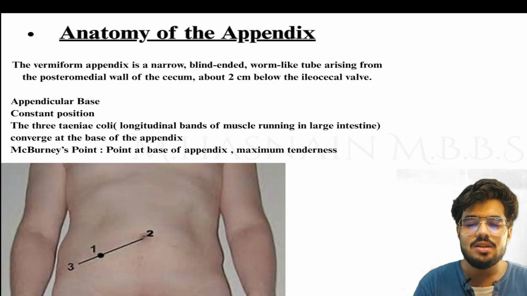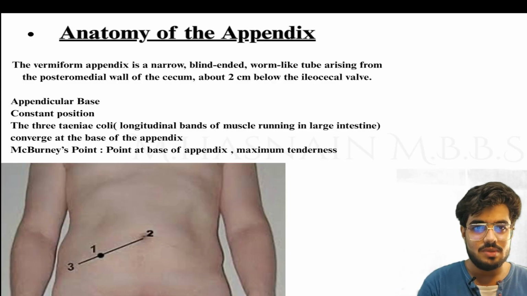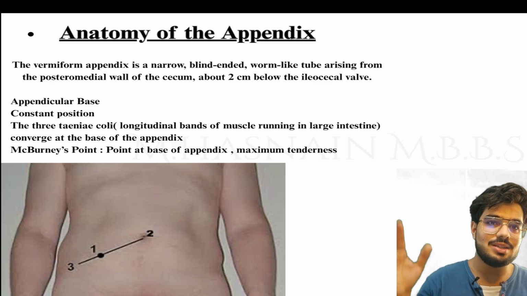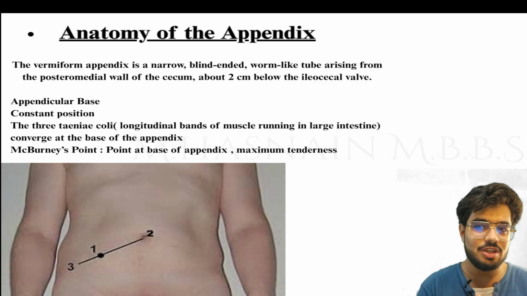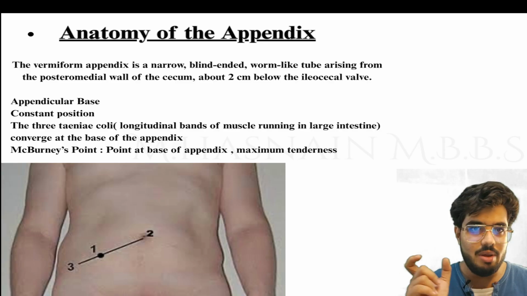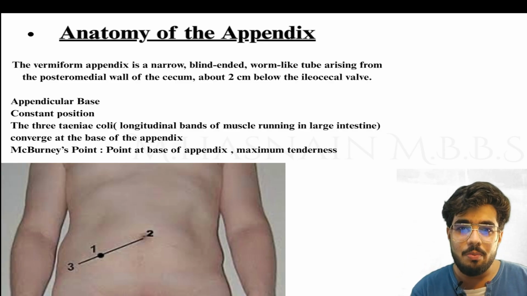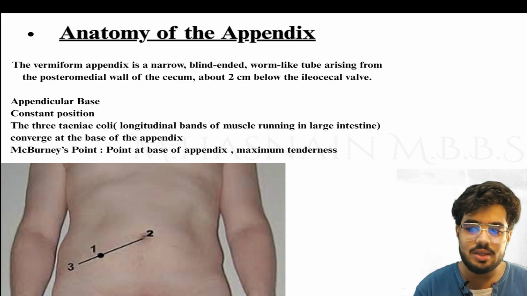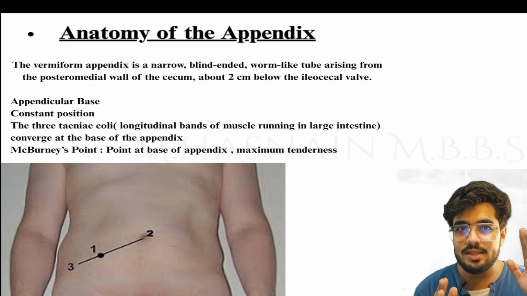So let's start. सबसे पहले चीज अपेंडिक्स होता क्या है. Yes, we know this thing from our class 11, 12, बचपन से हमें पता है. It's a vestigial organ. इसका पूरा नाम है, it's a vermiform appendix. Appendix is a narrow blind ended worm like tube. यानी it's a tube and its one end is closed.